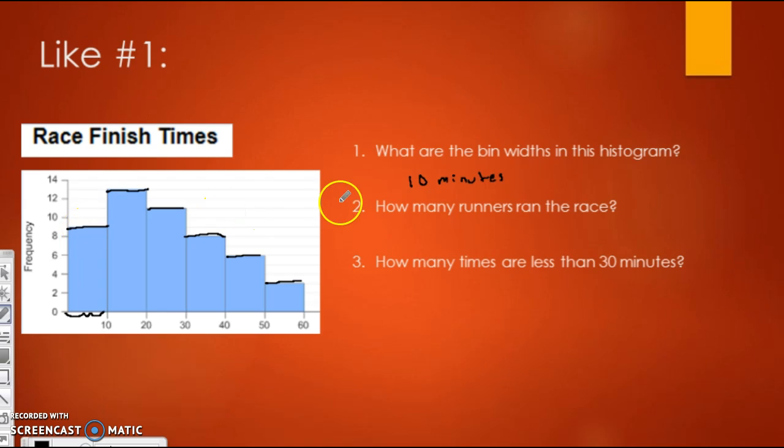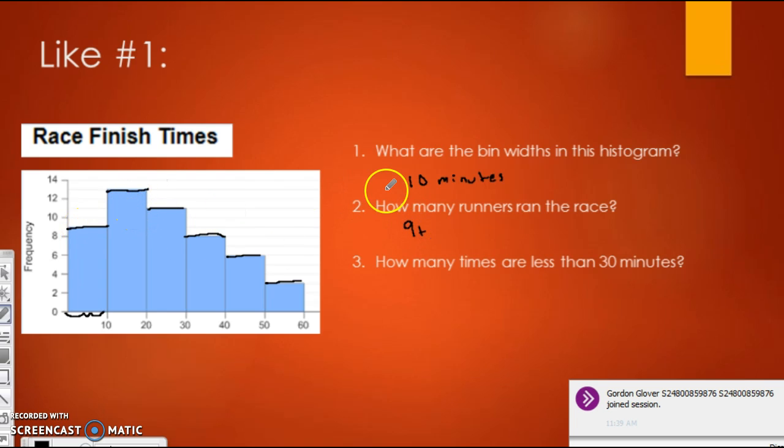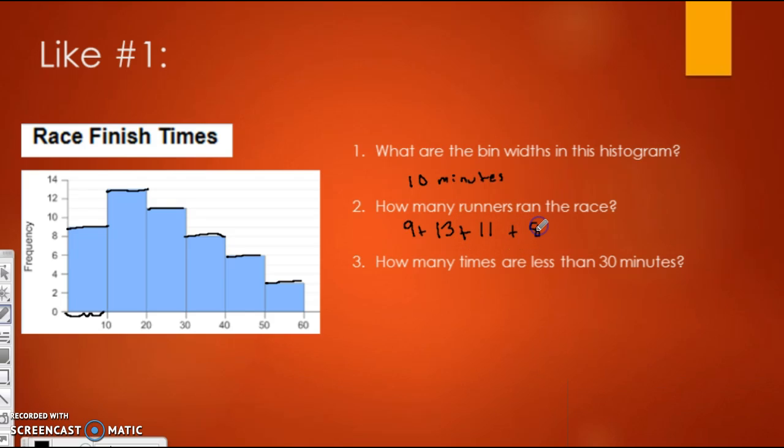So for this one, it's 9. And here we've got 13. Here we've got 11. All right, then we've got, what is that, 8? And then 6. Does that look like 6? And then 3. I'm getting old and blind. All right, add those up for us.